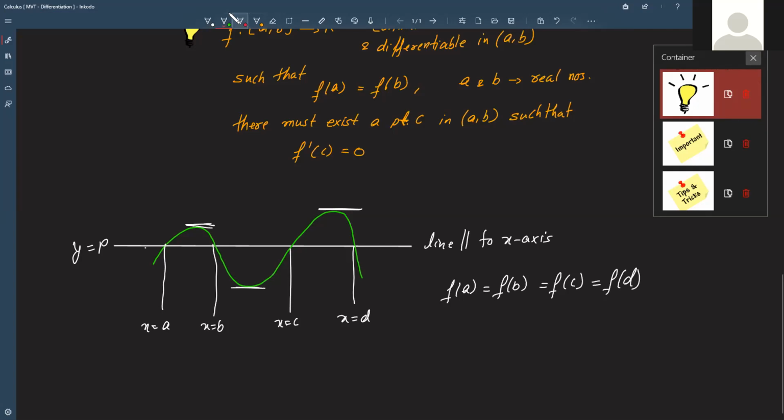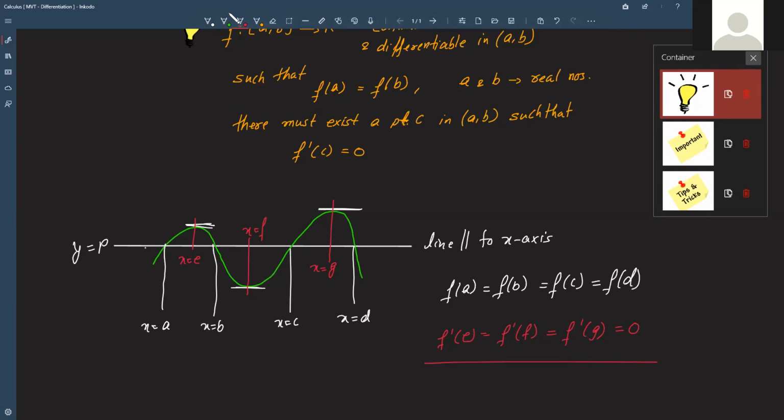Say this is x equals e, then x equals f, and for this x equals, say, g. So there are these 3 points e, f, and g for which we can say that f dash of e is equal to f dash of f, which is a little confusing, you should not take the same letter, is equal to f dash of g, which is equal to 0. So there are 3 such points. So there can be multiple points.